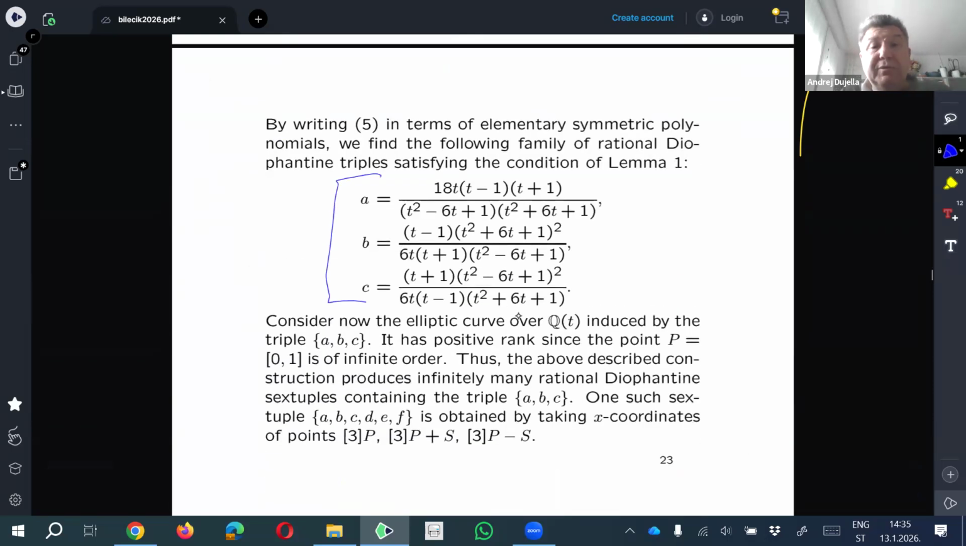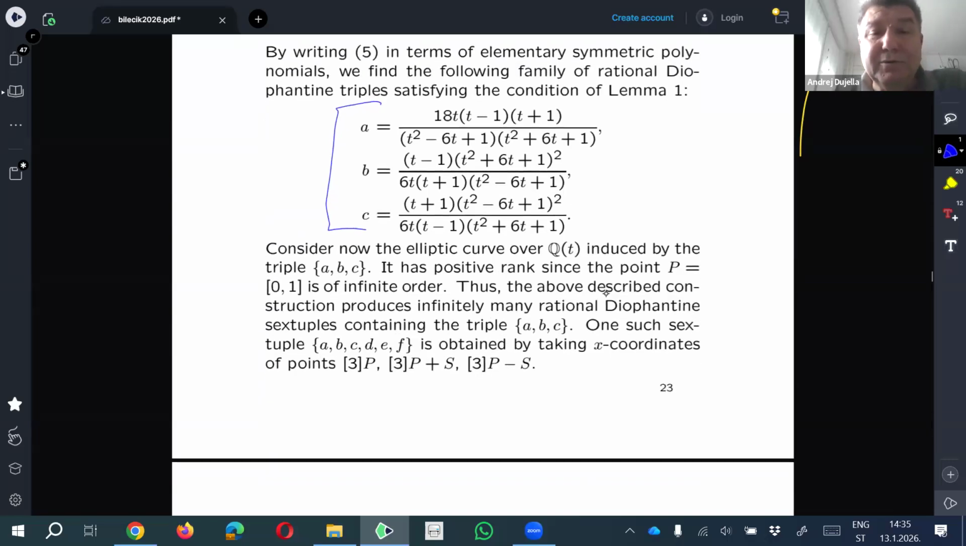What we obtained, what I claimed: infinitely many triples, each of which can be extended to a sextuple in infinitely many ways. To be specific, although it's not a very nice result to present in this talk, let's take one point which is good. So this T should be P plus 2 times something. So the simple solution will be to take P plus 2 times P. So take 3P, then 3P plus S and 3P minus S are certainly good.